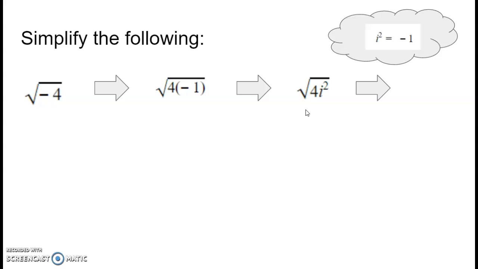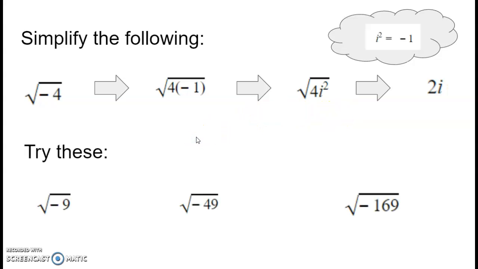I can rewrite this as the square root of 4i squared because negative 1 is the same as i squared. So I just use substitution and put i squared in where negative 1 was. Simplify that by taking the square root of each part. So the square root of 4 is 2, and the square root of i squared is i, because i times i is i squared, just like x times x is x squared.